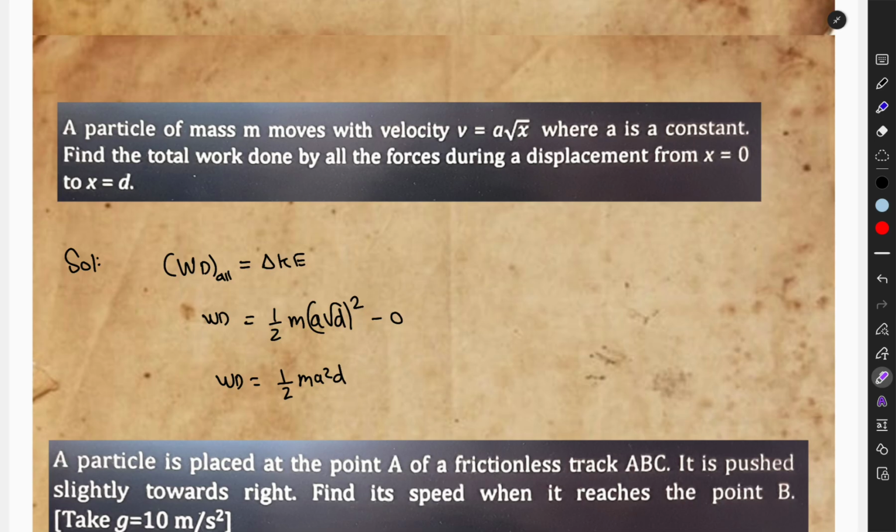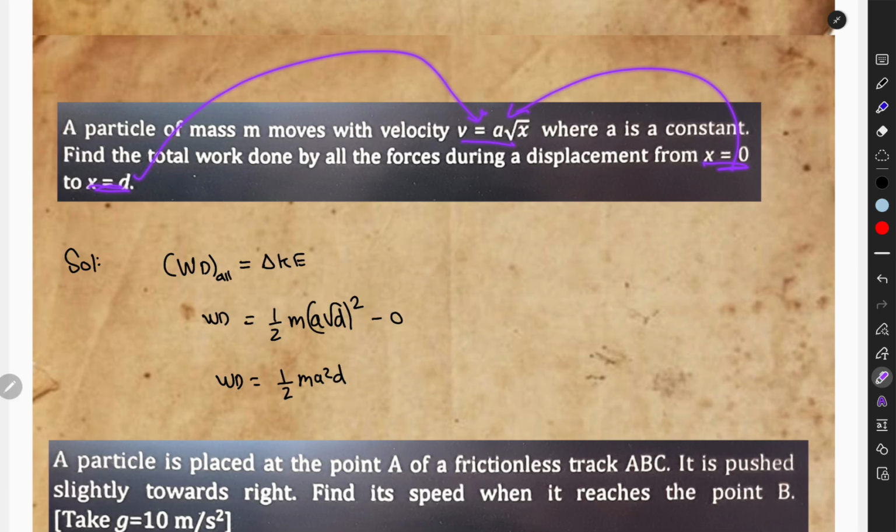A particle of mass m moves with a velocity a root x, where a is a constant. Find the total work done by all the forces during the displacement from x equal to 0 to x equal to d. So basically put x equal to 0 and find the value of v, and put x equal to d and find the value of v.